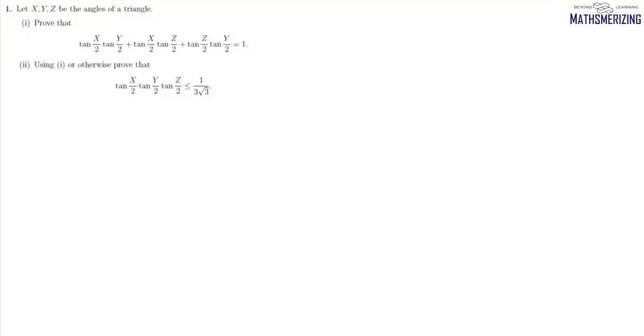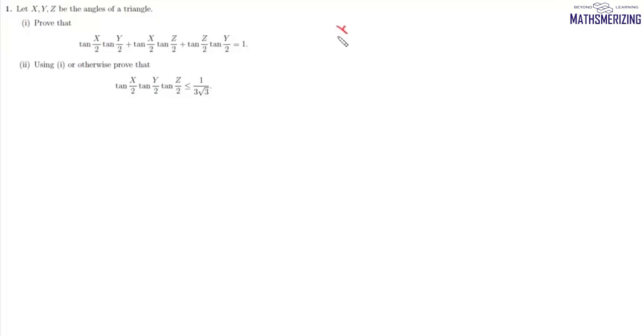Now we'll discuss the 2012 UGB paper, and the first question is: let x, y, z be the angles of a triangle. Prove that tan(x/2)tan(y/2) + tan(x/2)tan(z/2) + tan(z/2)tan(y/2) is equal to 1.